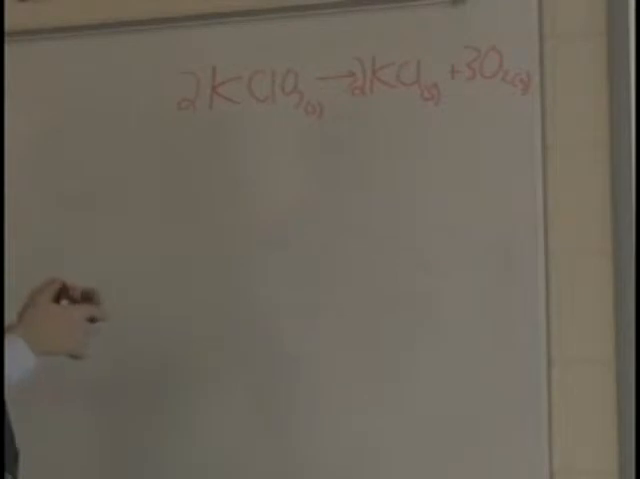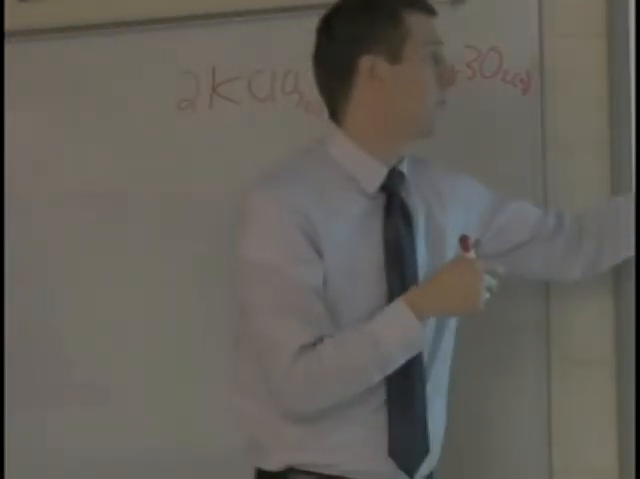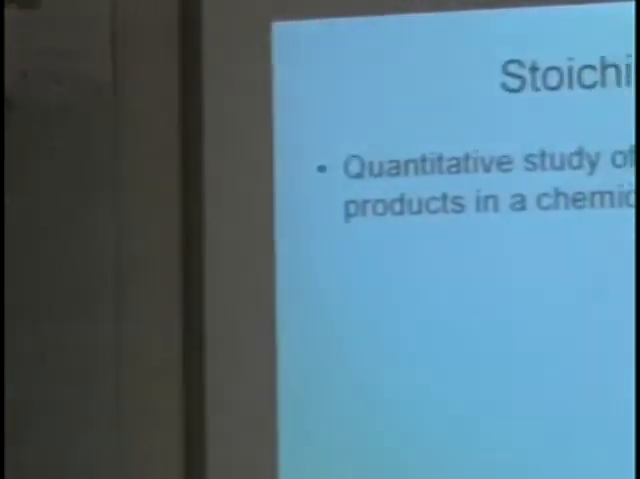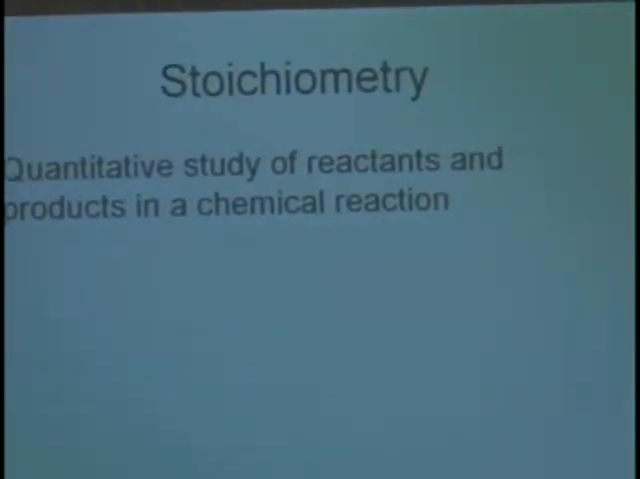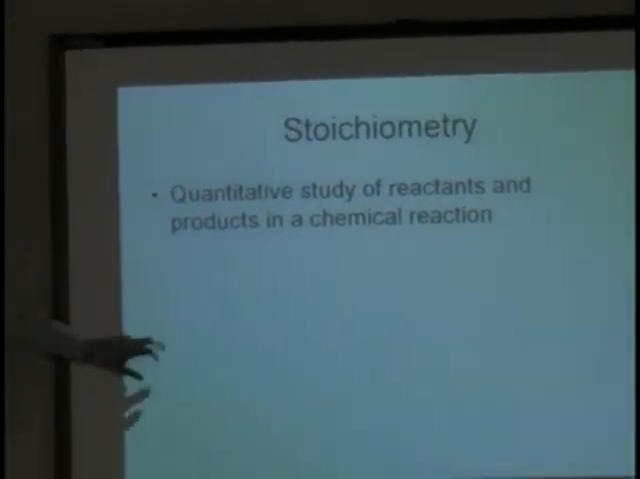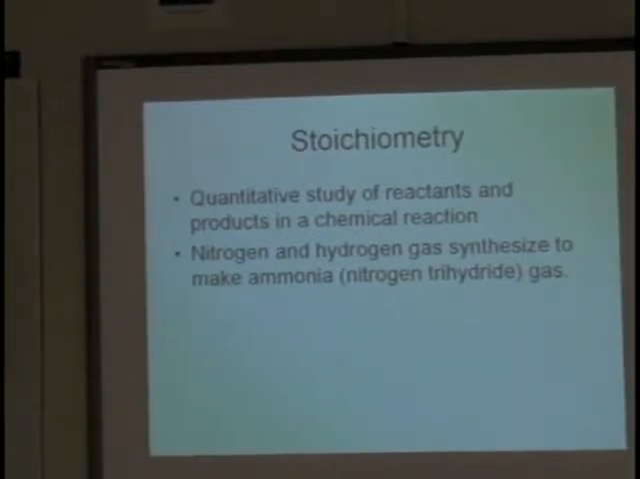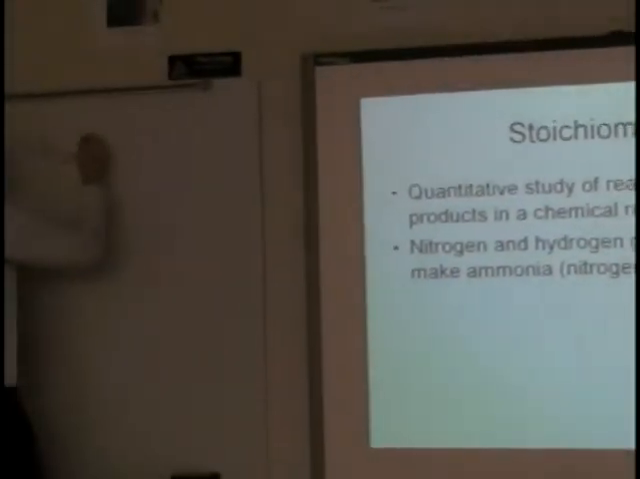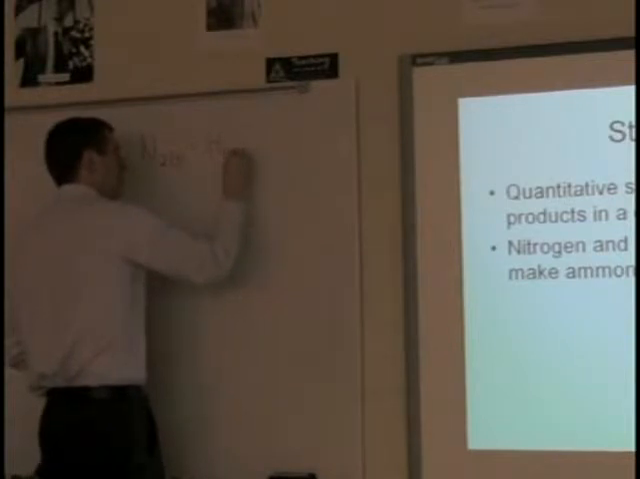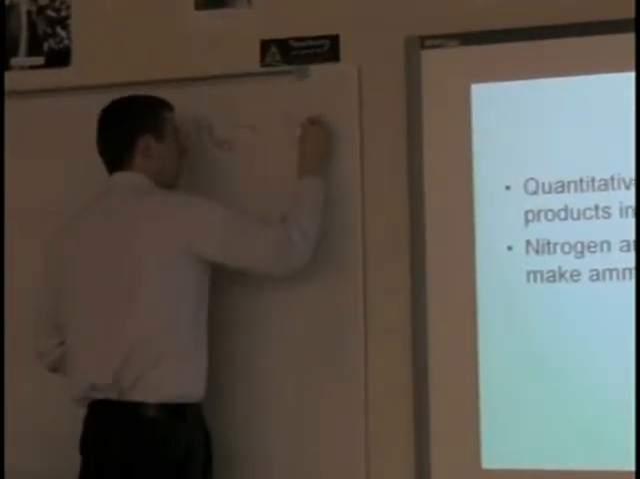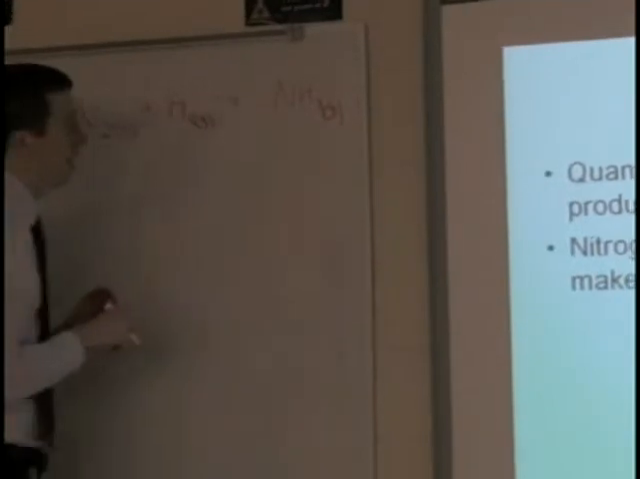So balancing equations is the first step, which leads us into stoichiometry. Stoichiometry is called the quantitative study of reactants and products in a chemical reaction. Let me give you an example: nitrogen and hydrogen gas synthesize to make ammonia, which might be referred to as nitrogen trihydride. So nitrogen gas, nitrogen being a diatomic, is N2, plus hydrogen gas, H2, makes NH3, which once again is a gas.